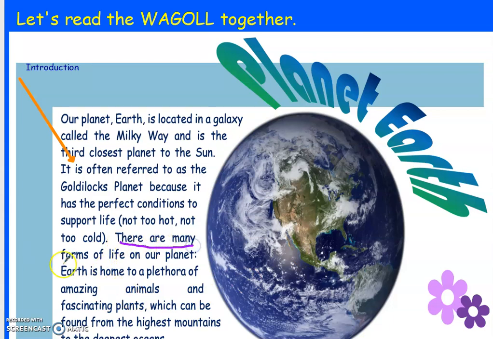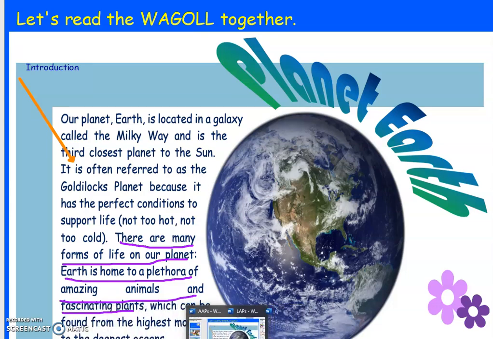There are many forms of life on planet Earth. Earth is home to a plethora of amazing animals and fascinating plants. There are many forms of life. If I was being informal, I might say living things, but I've said forms of life because I'm going into detail. A plethora of amazing animals. I might say Earth is home to lots of amazing animals and fascinating plants if I was being informal, but I've used plethora. I've up-leveled that word to make it sound very, very formal, very posh, making it seem like I know what I'm talking about, which of course we all do, don't we?